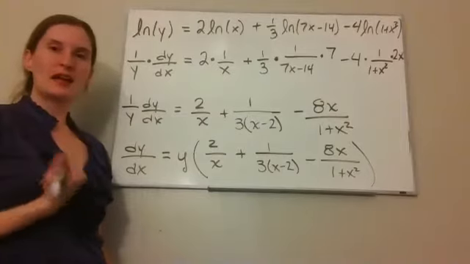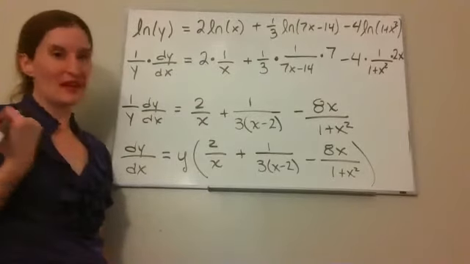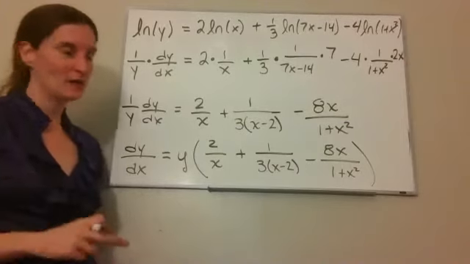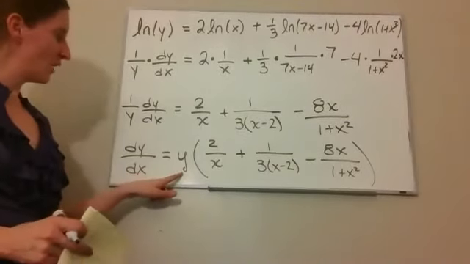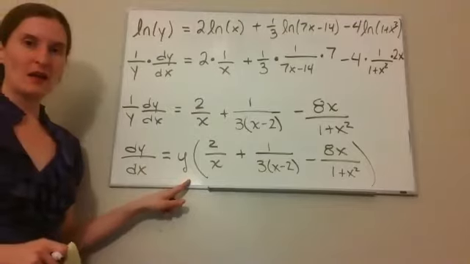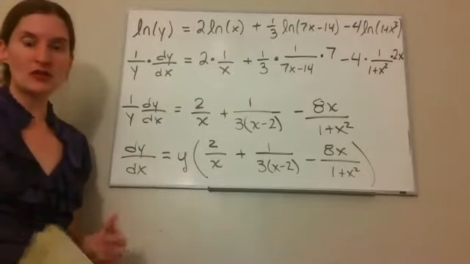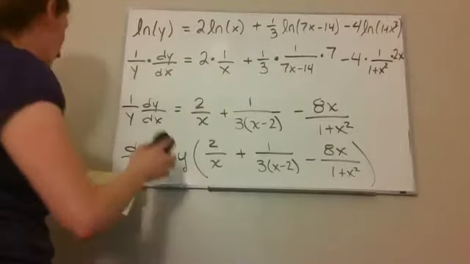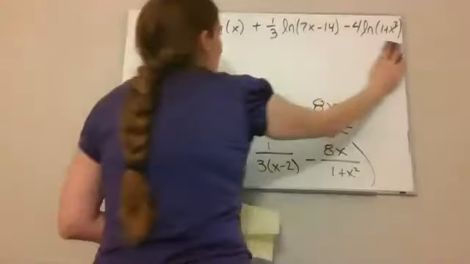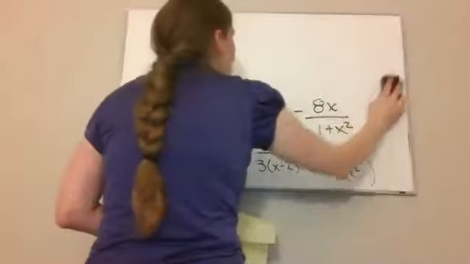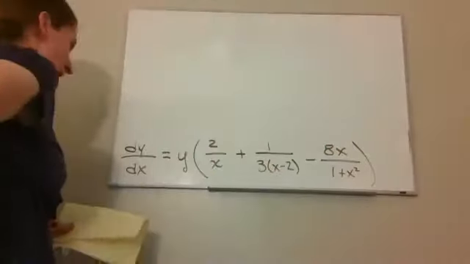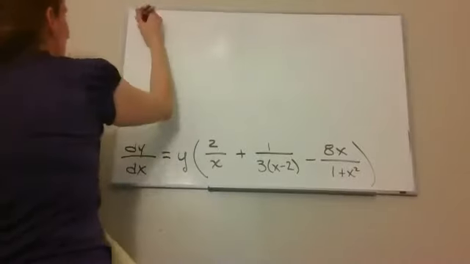We really would like our derivative to only have numbers and x's in it because my original function was a function of x. So what I can do is replace this y with what y is equal to. I know what y is because they gave it to me at the very beginning of the problem. So I can substitute my original equation in for this y to get my final answer.